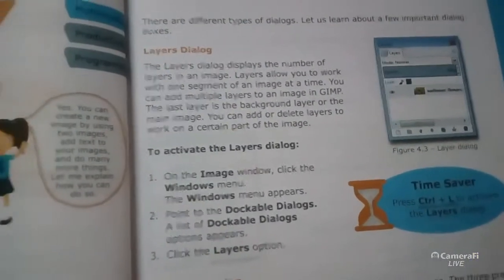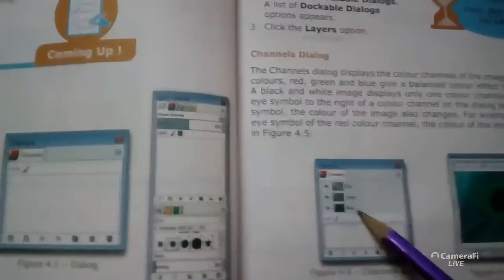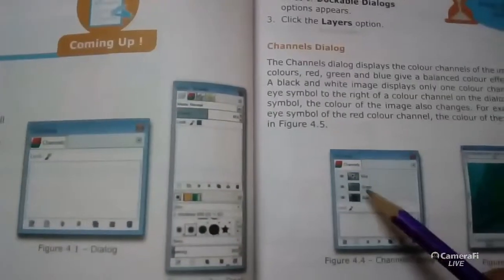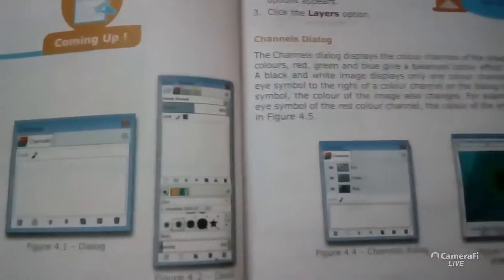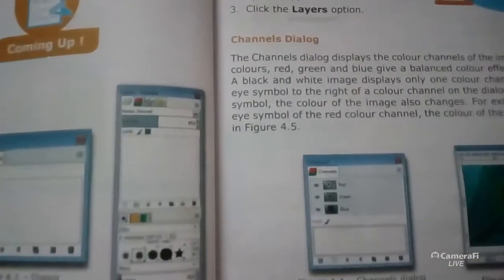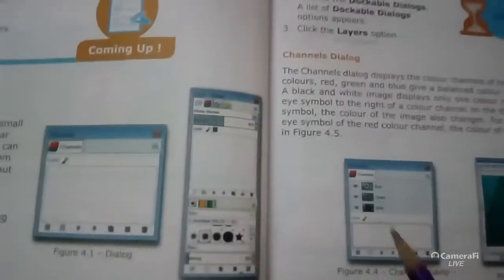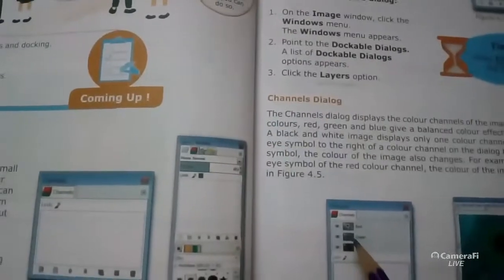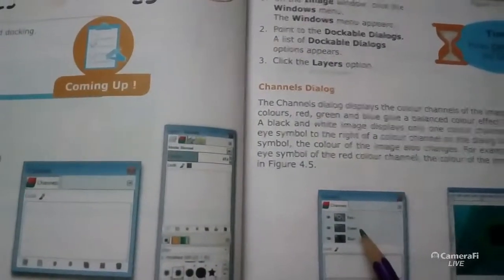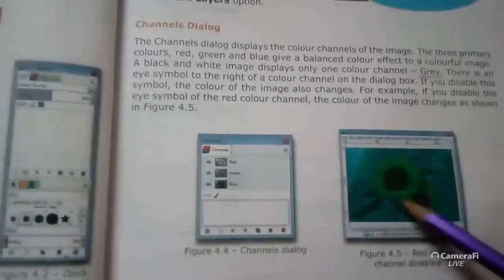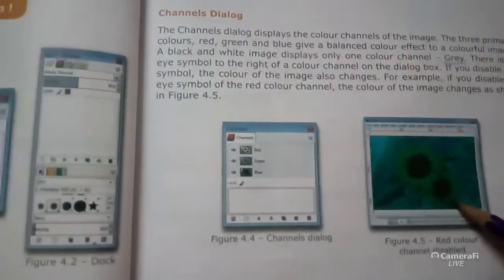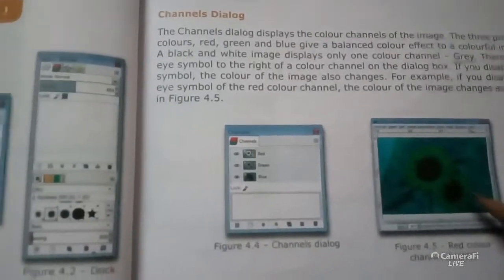Ctrl+L. Now channels. Channels means colors. What I told in the beginning, there are 3 main colors: red, green and blue. With the help of these 3 colors, we can match and mix and make any color. But if you remove any color from here, then this color will not be visible in your window. That is disabled.